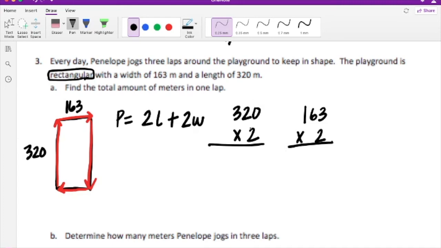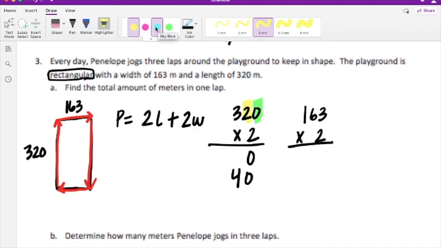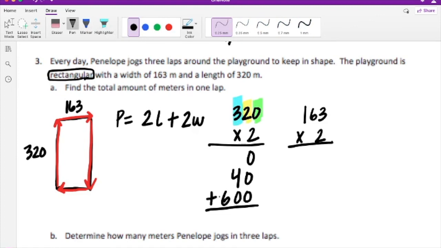I'm going to use partial products for this. So let's start with 320 times 2. Let's do 0 times 2. That's 0. 20 times 2. Again, 2 tens, not 2. 2 tens times 2. 40. And 3 hundreds times 2. That's 600. So that is both lengths.